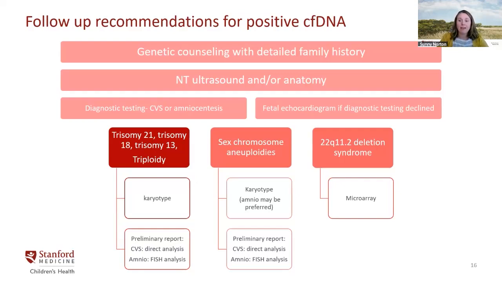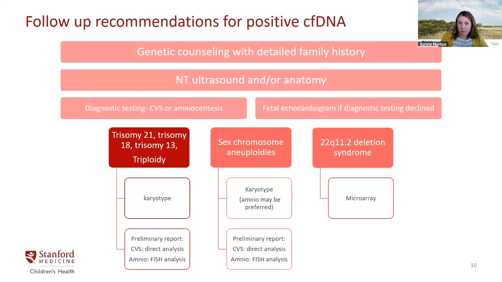We would also offer diagnostic testing by CVS or amniocentesis. And if a patient declines diagnostic testing and they determine that they would continue the pregnancy regardless of the diagnosis and they do not want an invasive procedure, we might offer them a fetal echocardiogram. For certain chromosome anomalies that we're concerned about, the testing might differ a little bit. So for trisomy 21, 18, 13, or triploidy, we would offer a CVS or amniocentesis, and we would offer a karyotype to look at pictures of the chromosomes and confirm or rule out that diagnosis, as well as if it's a chromosome problem that might be inherited.